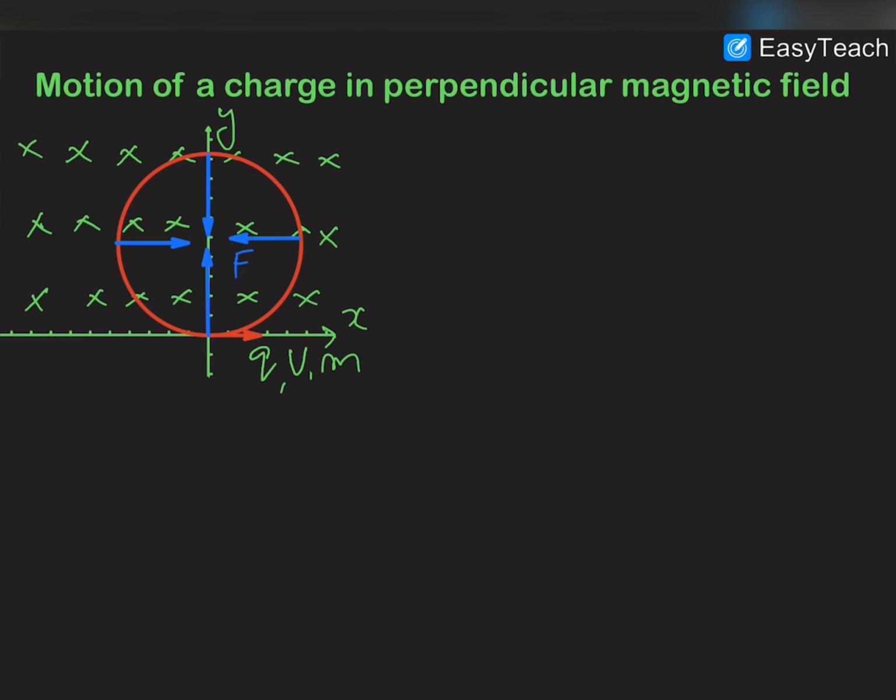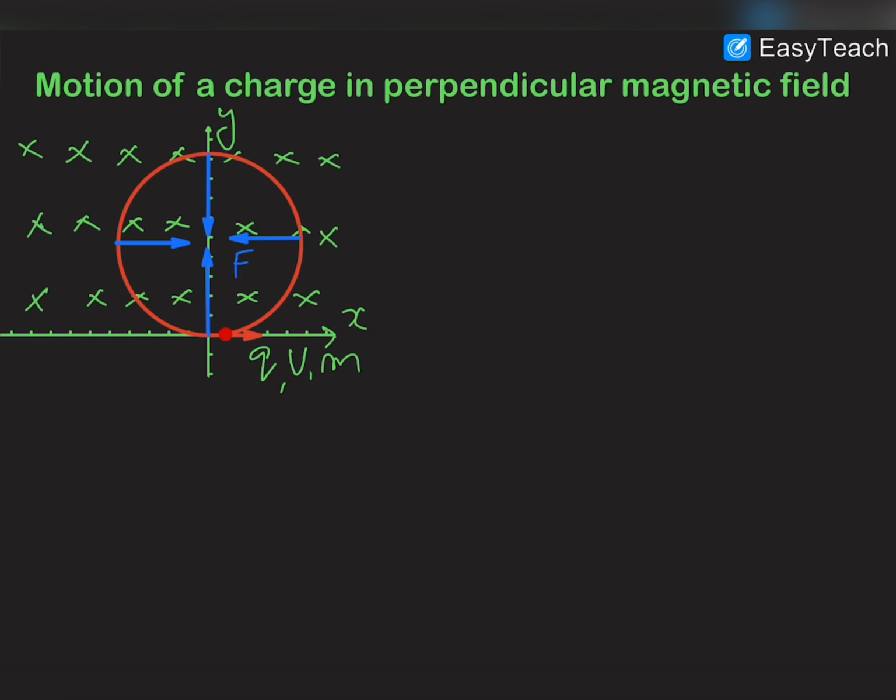Now you can see that this charge will experience a magnetic force which can be determined by Fleming's left hand rule. At this position, open the first two fingers and thumb of your left hand perpendicular to each other, point the second finger in the direction of velocity, and point the first finger in the direction of the magnetic field, which is inside this plane. Then you will find that your thumb is pointing towards the y-axis. So the force acting on the charge is towards the y-axis at this position.